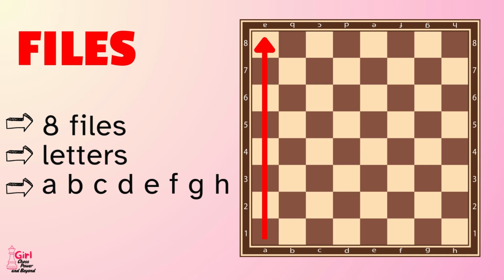Files. This is the first one. The files here, seen as the red arrow, it is a straight line going up or down, and it's named after the letters. As you can see on our board right here, we have letters on the top or the bottom part. So that means that the letters there correspond to each of the files. So we have A file, B file, C file, and so on and so forth until the H file.